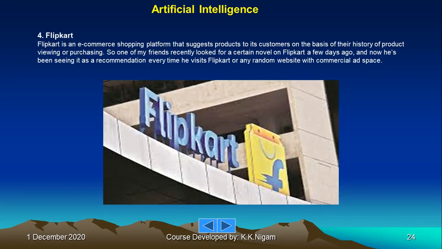Now, Flipkart is an e-commerce shopping platform that suggests products to its customers on the basis of their history of products. Suppose you buy a product at some point of time, and again you visit Flipkart's website, you will see that it suggests new products which are of your interest. One of my friends, for example, recently looked for a certain novel on Flipkart a few days ago, and now he sees it as a recommendation every time he visits any random website, in the commercial spaces. The company makes use of that, and they are increasing sales because it is recommending all such items which are of your interest.